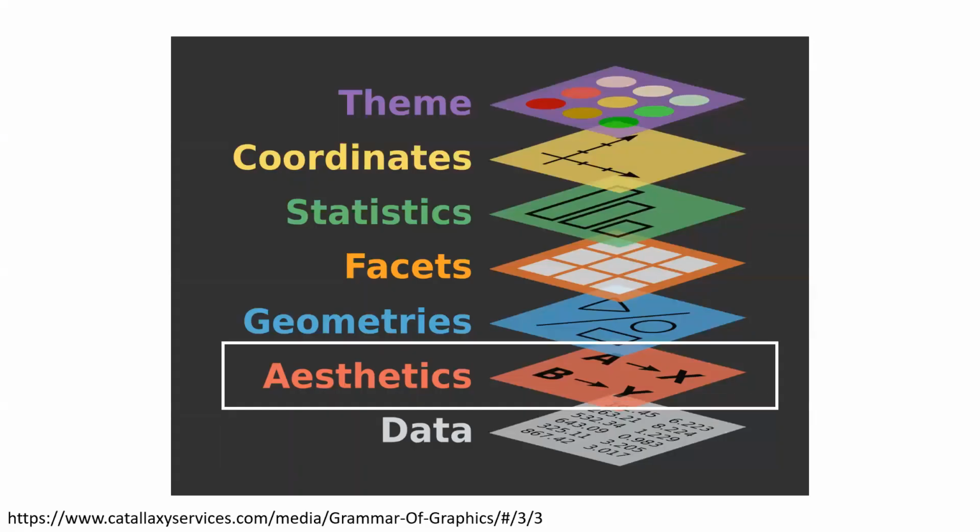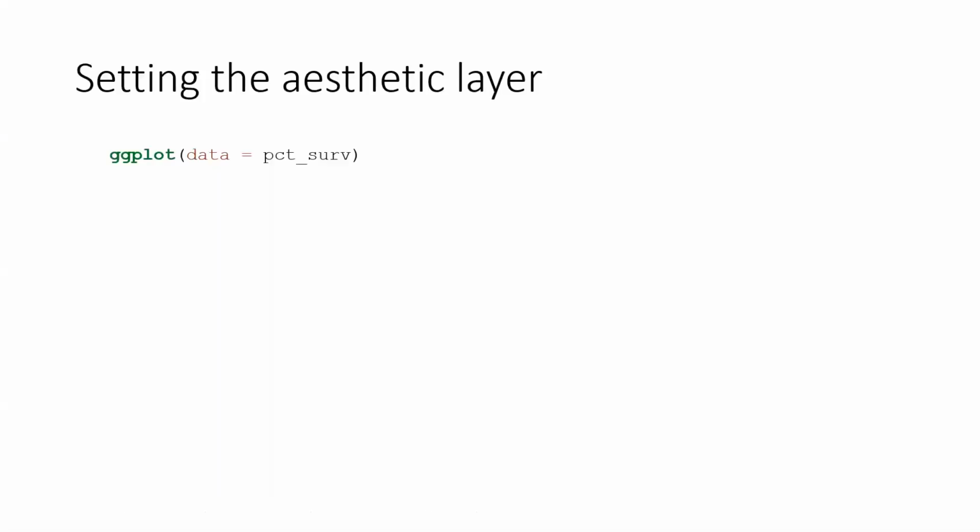So let's now set our aesthetics. To set an aesthetic layer, all we do is add a mapping. This mapping is the argument we give to ggplot, and we use the aes function to create the mapping. aes stands for aesthetic. Basically what we're saying here is that we want the x-axis mapped to the sex column, and the y-axis mapped to the num_sex_survive column. So on our x-axis should be sex, on our y-axis should be num_sex_survive.